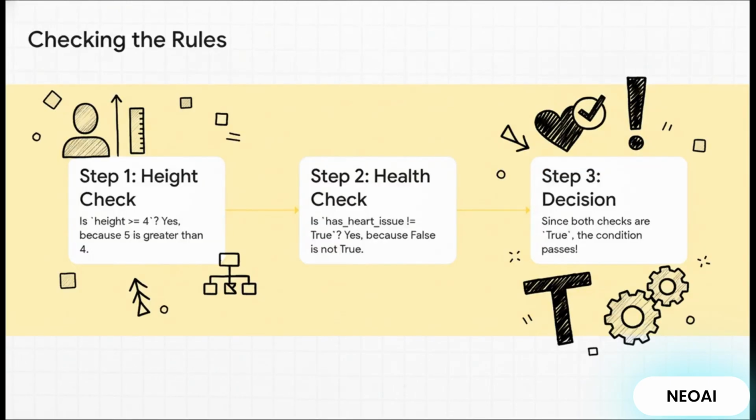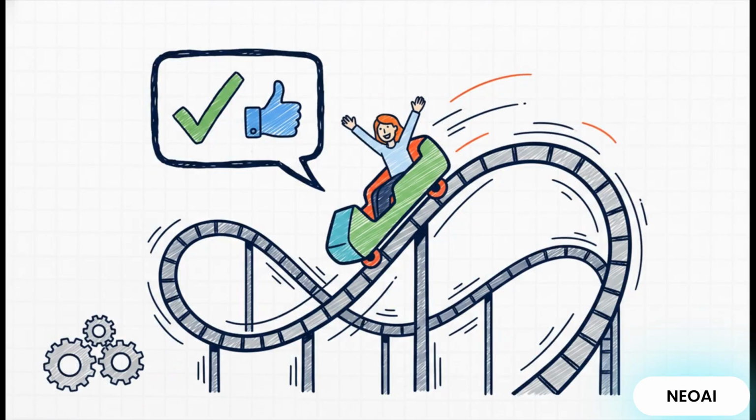So let's walk through this just like the computer would. Step 1, it looks at the height. It asks, is 5 greater than or equal to 4? And the answer is yes, true, check. Step 2, it looks at the health condition. Is false not equal to true? Well, yeah, false is definitely not true. So that's another yes, another true. And since we got a yes on both, the result is enjoy the ride. Yes, it worked. See how we just combined those new operators to make a smart decision based on 2 different rules? That's exactly how real programs make choices all the time.